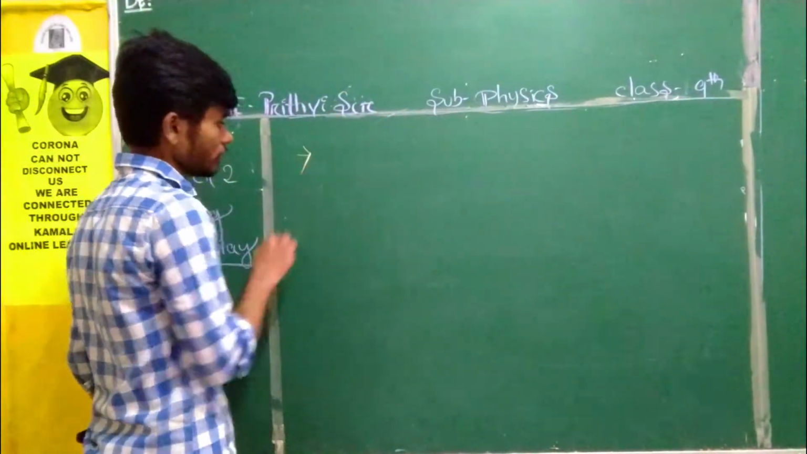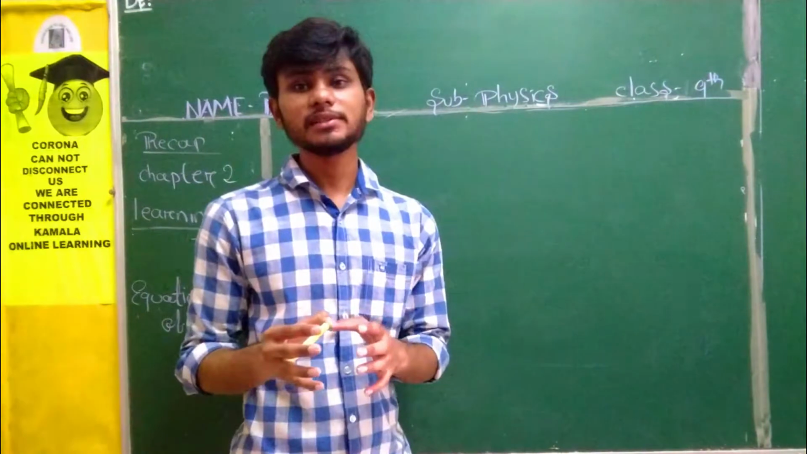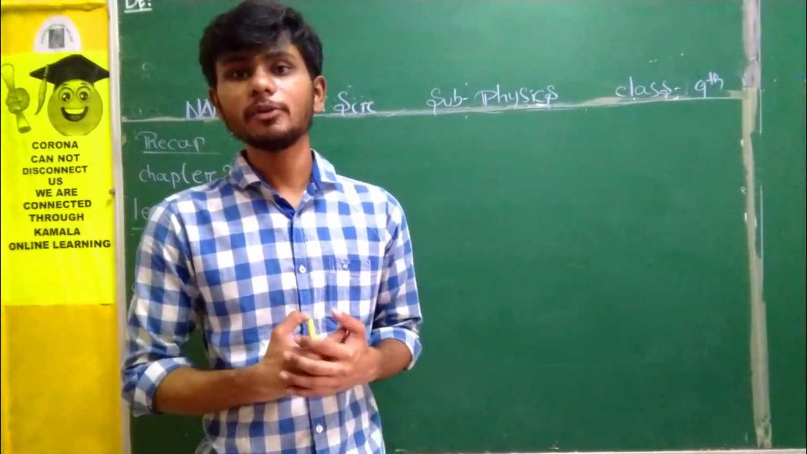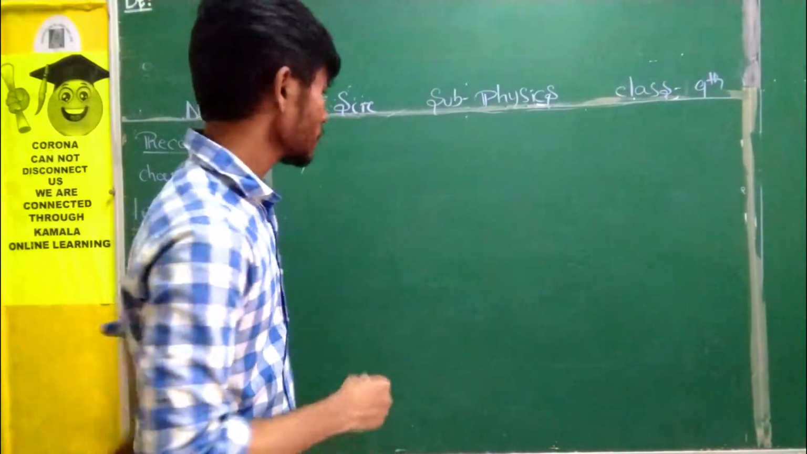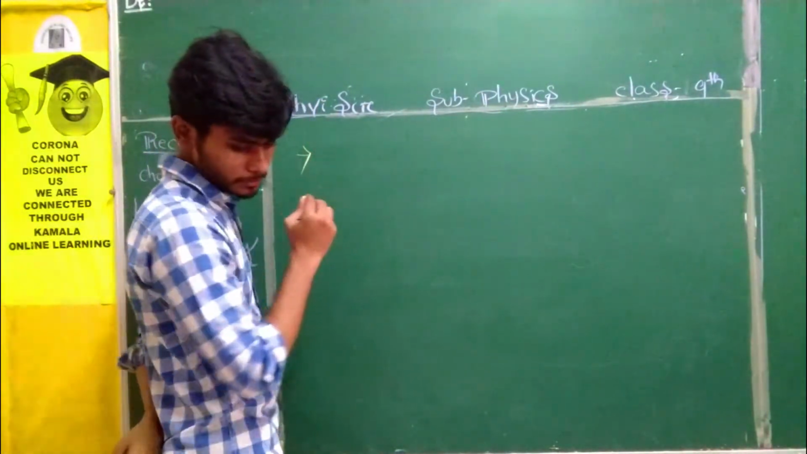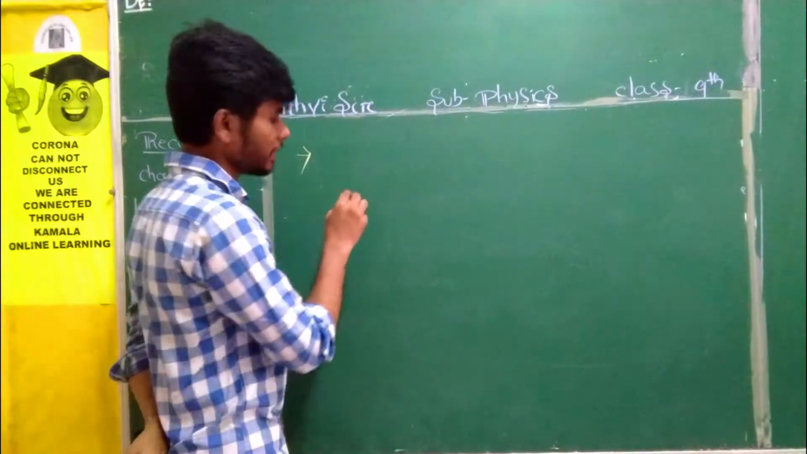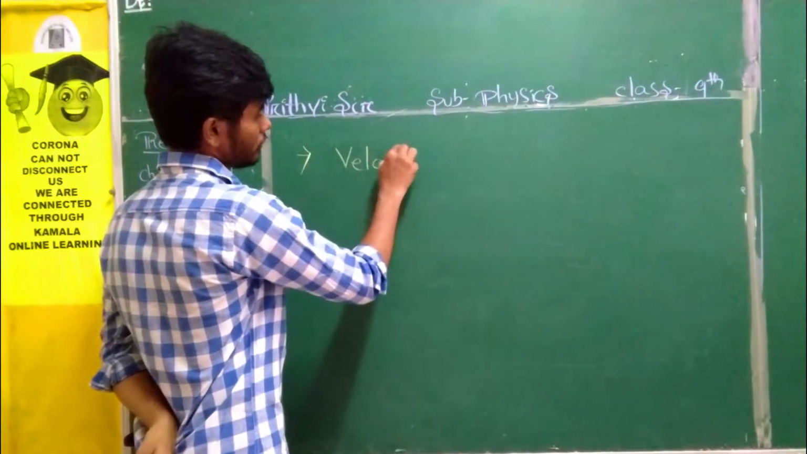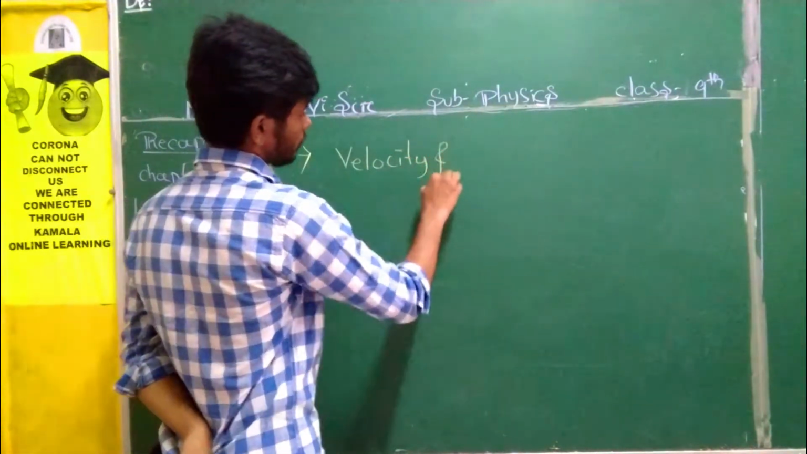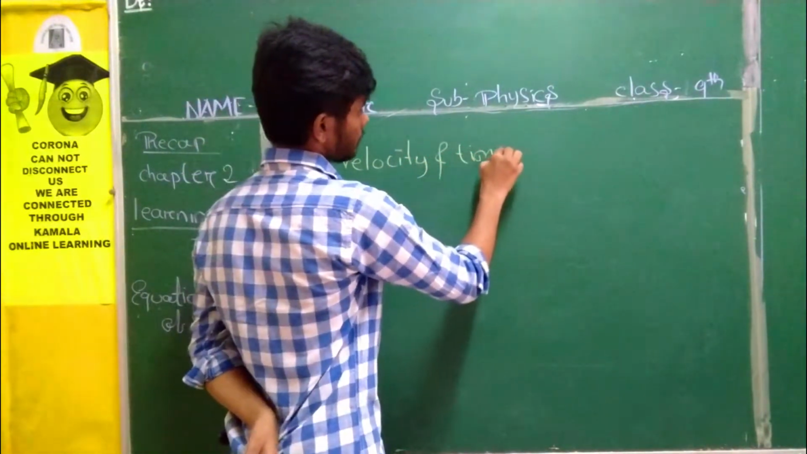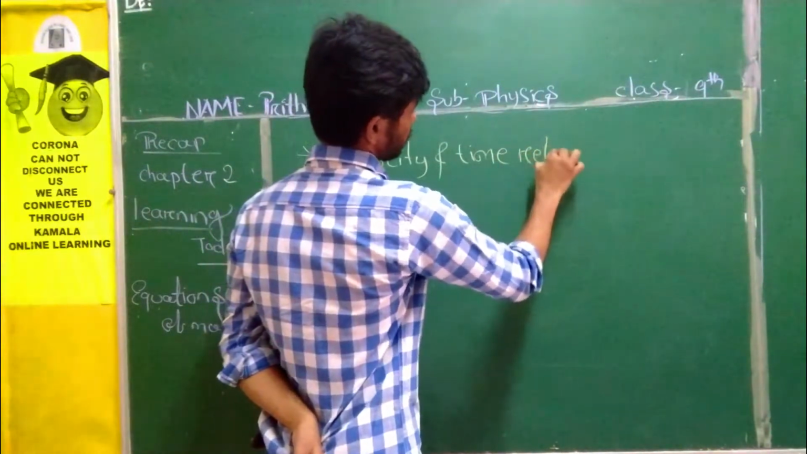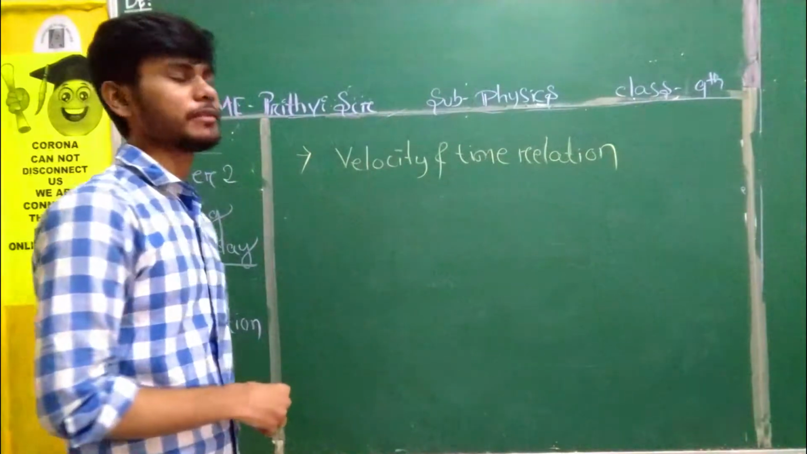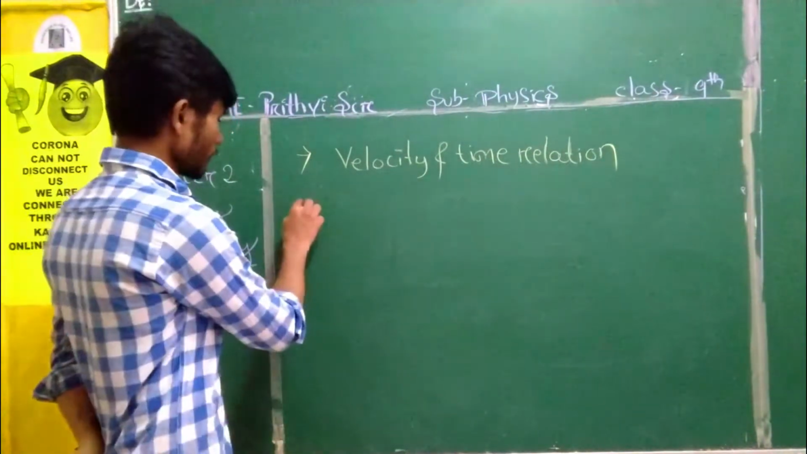All the three equations, the way I am teaching, it is the graphical method. Graphically we need to represent them. Okay, first one is your equation for the velocity time relation. First equation is between velocity and time.